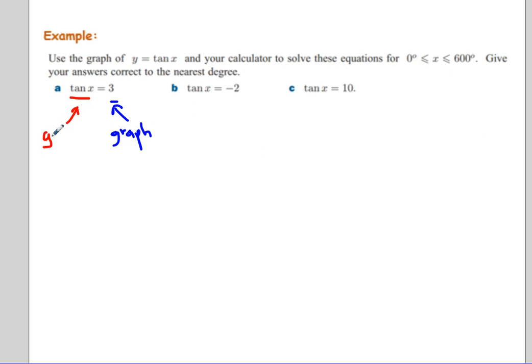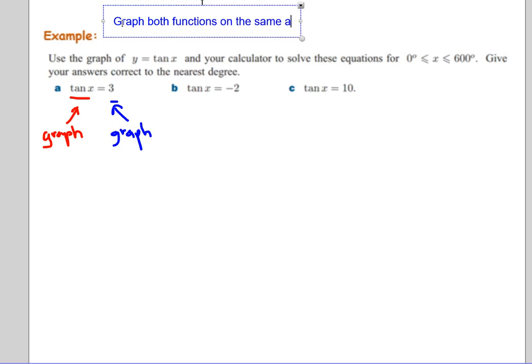So just writing a little explanation of what we're doing just to start with, so we've got something to refer back to. Graph both functions on the same axes and find intersection points. That's how you would solve these ones, because they want us to do it on calculator. So here we go, groovy.